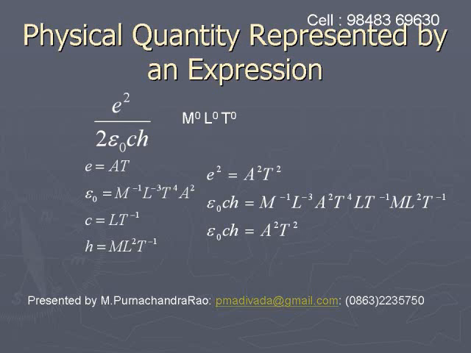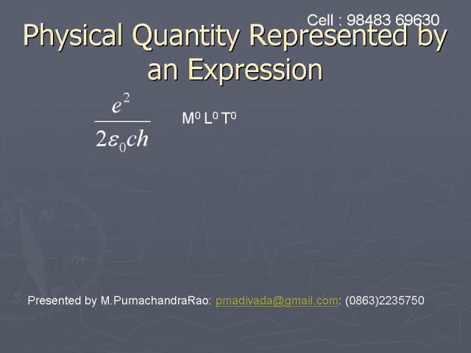e square is A²T². Epsilon naught Ch is M⁻¹L⁻³A²T⁴ into LT⁻¹ into ML²T⁻¹, and simplification gives A²T². On simplification, e square by 2 epsilon naught Ch becomes M⁰L⁰T⁰, since e square is A²T² and epsilon naught Ch is A²T². So it is a dimensionless constant.